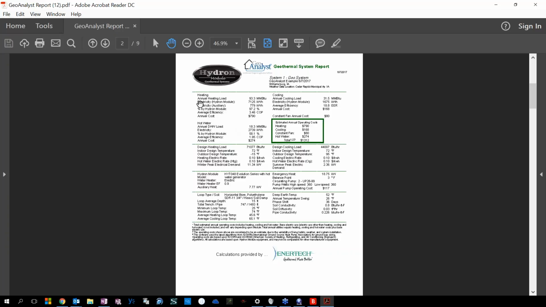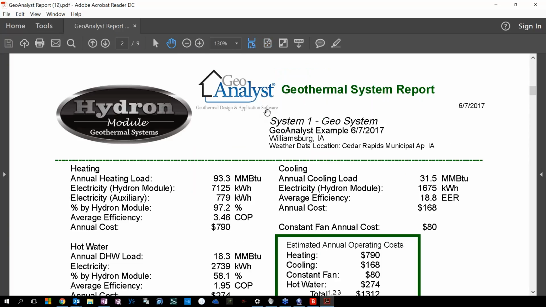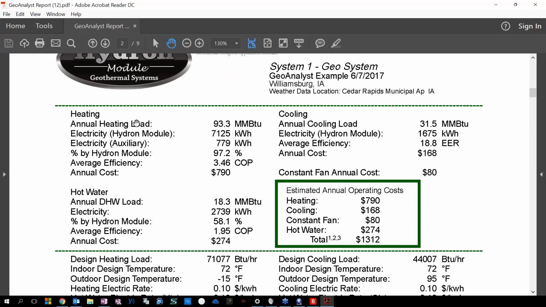For you folks that are on the webinar, I'm going to go ahead and just breeze through some of this stuff here. Zoom in a little so you could see it better. So we have our annual heating load. So for the year, that's how many BTUs. This is the electricity that the geothermal system consumes. This is the electricity that aux heat consumes. The percentage of the heat load by the geo system is 97.2.